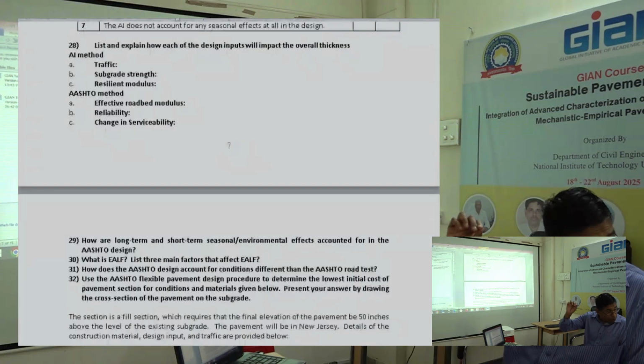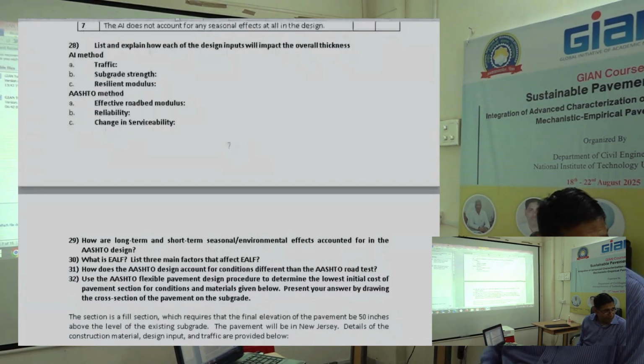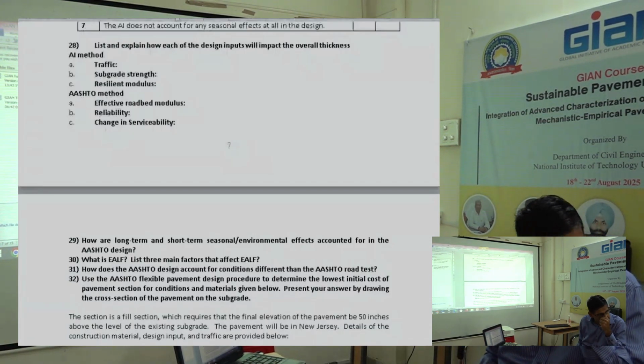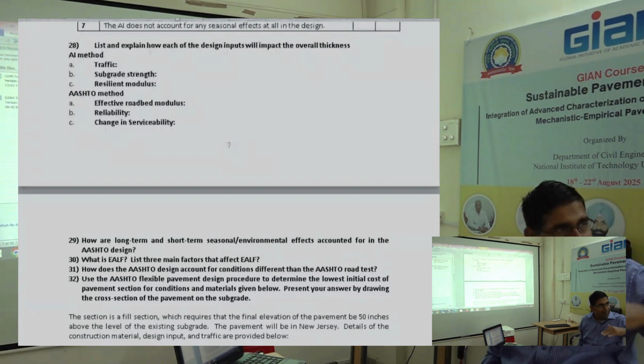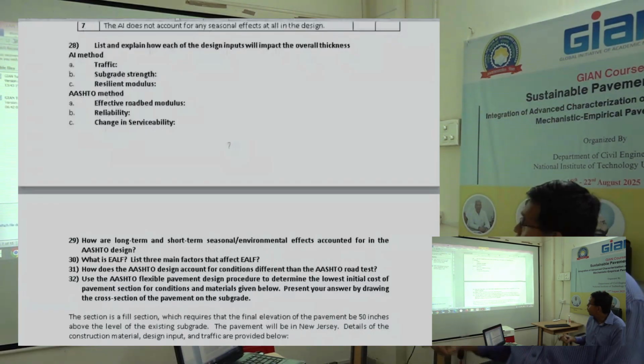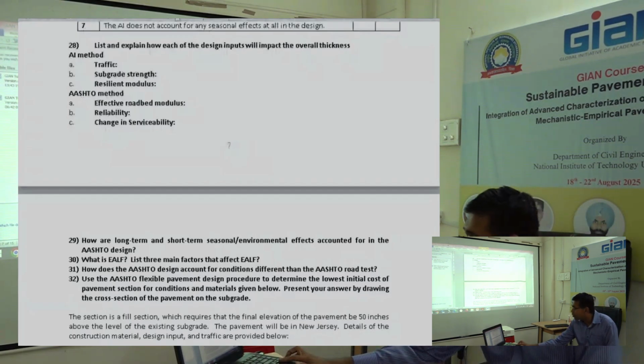Student: In the lab test, when the gauge touches there, we increase that little. Yes, you're looking at the AI method, so you're trying to match that. That's correct. Use the analysis to determine the lowest initial cost, and that is the cost question that I mentioned.